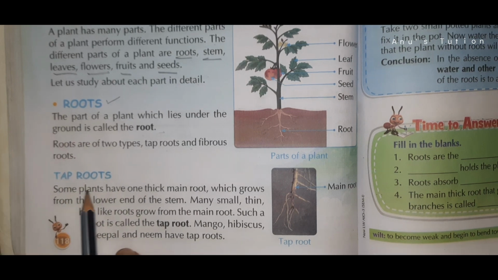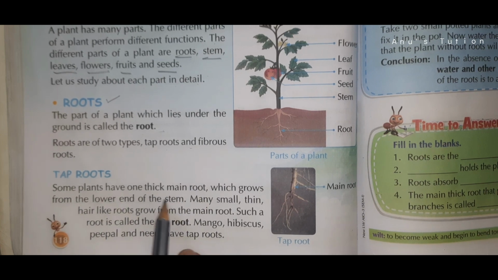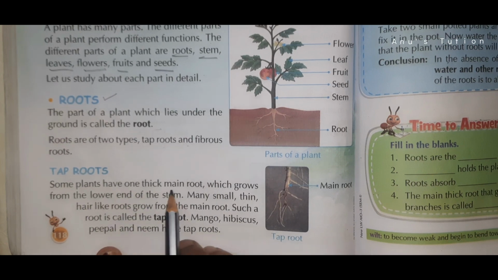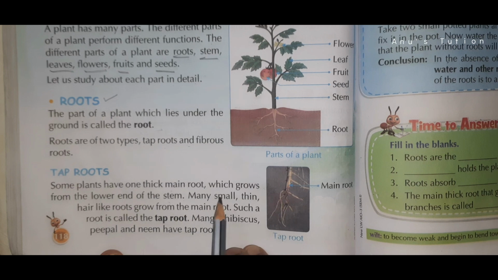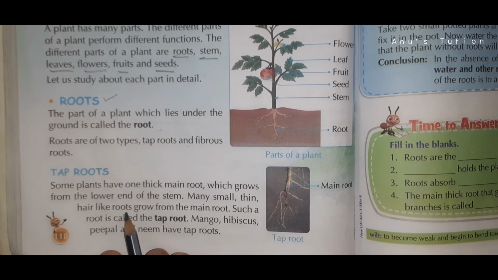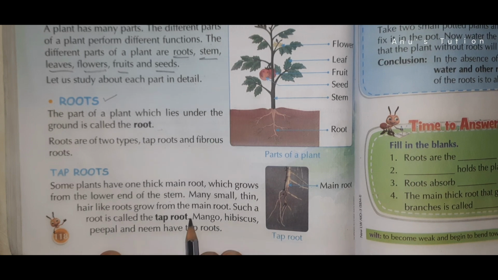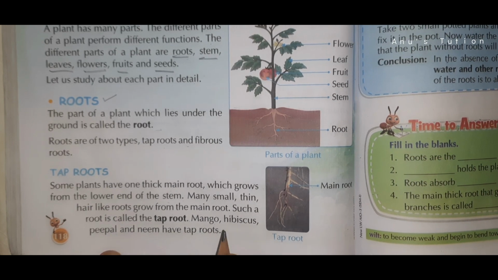Some plants have only one thick main root which grows from the lower end of the stem. Many small thin hair-like roots grow from the main root. Such a root is called a tap root. Mango, hibiscus, peepal and neem have tap roots.